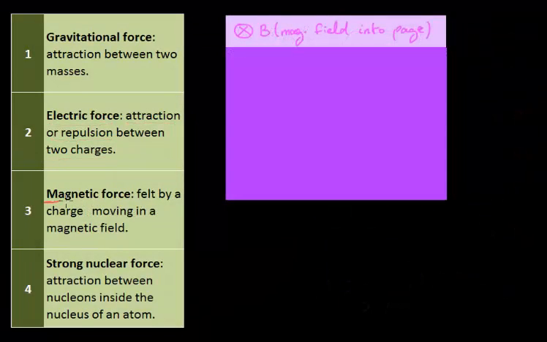Moving on to magnetic forces. Fundamentally, they are felt by charges which move inside a magnetic field. Okay, and I represented a purple zone here, which is a magnetic field directed into the page. So you have to think 3D here. We have a magnetic field of strength B. And the strength of a magnetic field is measured in Teslas. And we have a symbol here, which is the symbol for a vector which is directed into the page. If I wanted to direct the magnetic field out of the page, I would have drawn a vector like this.